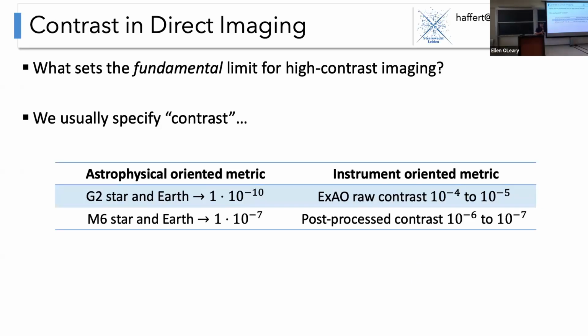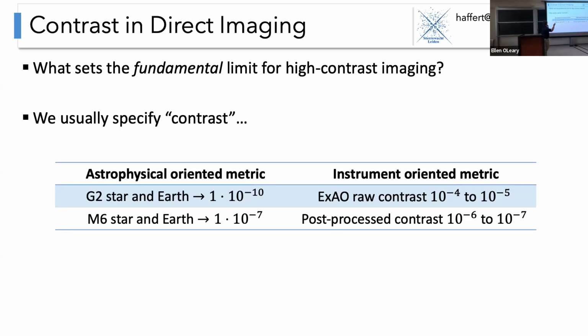So one of the things that we often talk about this week is contrast. We all talk about contrast the whole time because we're always doing direct imaging, so we're searching for contrast. However, contrast is not well defined, because when we talk about contrast, what do we actually mean? Do we mean the instrument's contrast? Do we mean astrophysical contrast? Do we mean contrast after some type of normalization? We're not always very careful about what we mean with contrast.